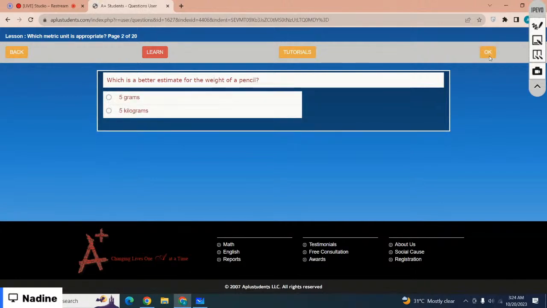Which is a better estimate for the weight of a pencil, 5 grams or 5 kilograms? Which is the correct option? That is a pencil. So is the weight of the pencil 5 kilograms? No. Kilograms is a big unit for the pencil. So the weight of the pencil is just 5 grams, right? The correct option is 5 grams. The weight of the pencil is in grams.